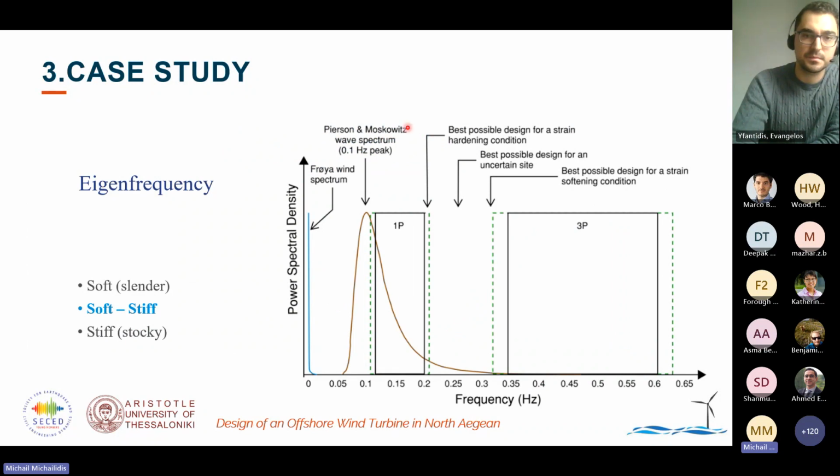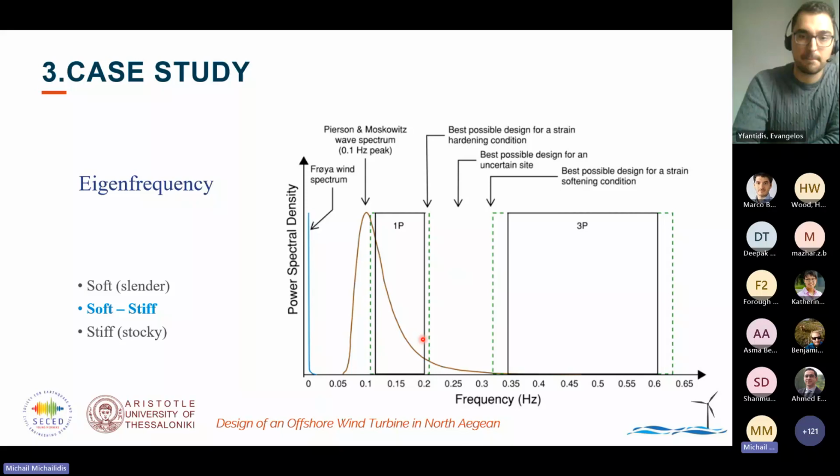So regarding the selection of the natural mode characteristics, the natural frequency should be between the ranges of 1P and 3P as the optimal scenario. 1P and 3P ranges correspond to the effects of the operational loads. 1P is the frequency at which the rotor completes a full rotation, and 3P is the respective one at which each blade reaches the position of its next blade.